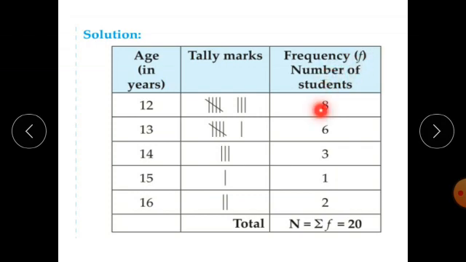And the total of all frequencies is denoted by N. The sum of all frequencies is denoted by sigma f. So the sum of all frequencies is 20, and it is denoted by sigma f. So N equals sigma f equals 20. In this way, we can prepare an ungrouped frequency distribution table.